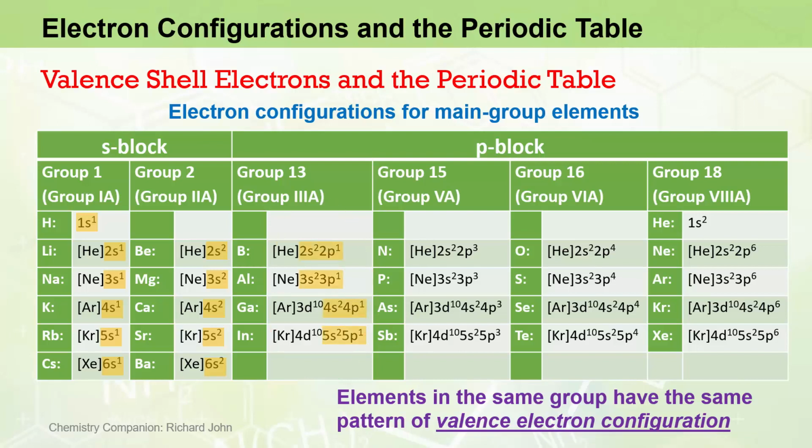Group 13 elements have 2 s electrons and a single p electron available for bonding. Group 15 elements have 2 s electrons and 3 p electrons available for bonding. Group 16 elements have 2 s electrons and 4 p electrons available for bonding. And group 18 elements have 2 s electrons and 6 p electrons available for bonding. But we know that these electron configurations represent full shells and full subshells, giving stable electron configuration, and therefore these elements tend to resist forming chemical bonds and being involved in chemical reactions.